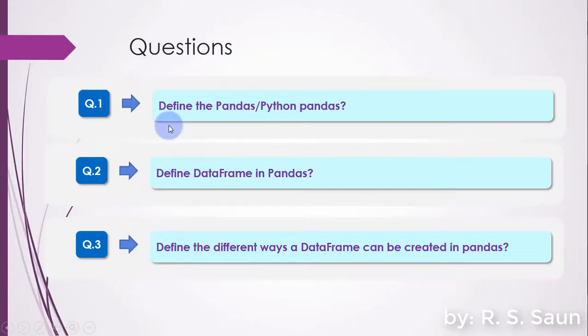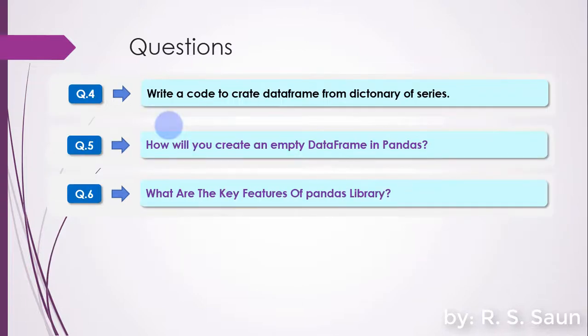So here the first question is: define the pandas object in Python pandas. The second is: define DataFrame in pandas. The third is: define the different ways a data frame can be created in pandas. And fourth is: write code to create a data frame from a dictionary of series. Question number 5 is: how will you create an empty data frame in pandas. And sixth is: what are the key features of the pandas library. These are the questions based on this and previous videos.